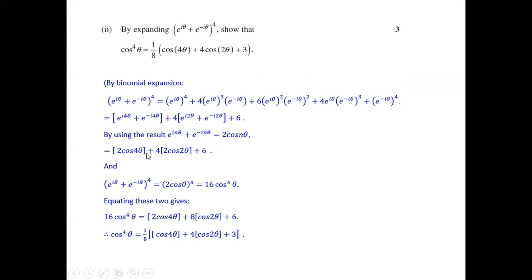The other thing they need to do is on the left-hand side, they realize that e to the i theta plus e to the negative i theta is 2 cos theta, raised to the power of 4, so the left-hand side is 16 cos to the 4 theta. Then they equate the left-hand side to the right-hand side, and they establish the result.